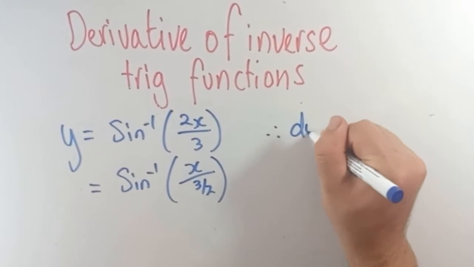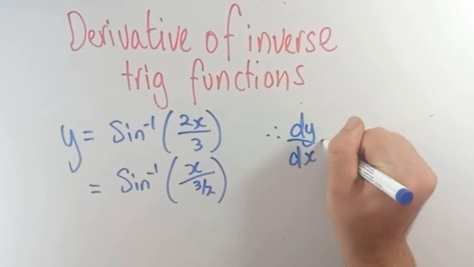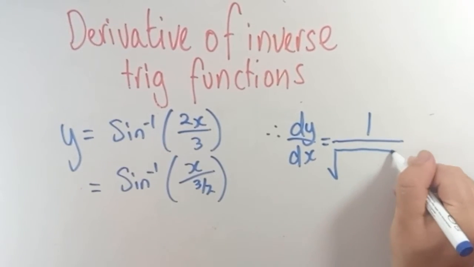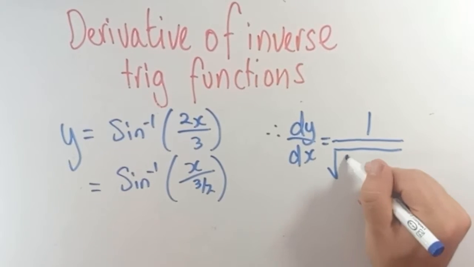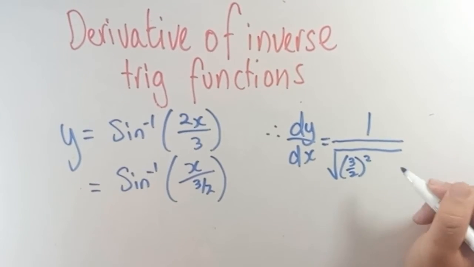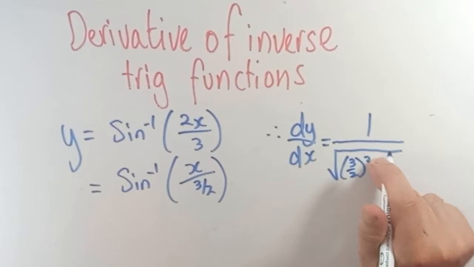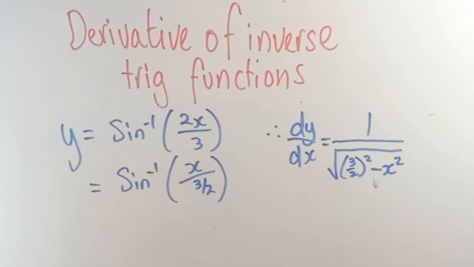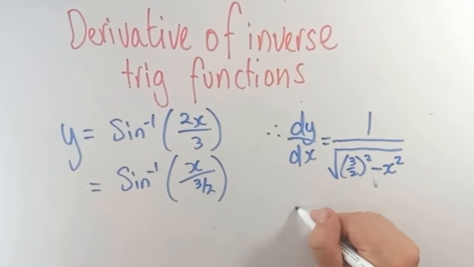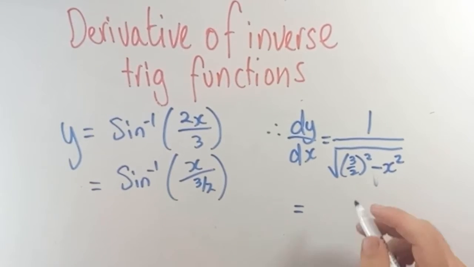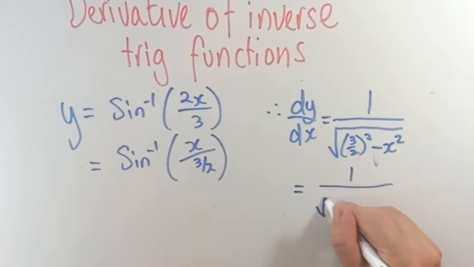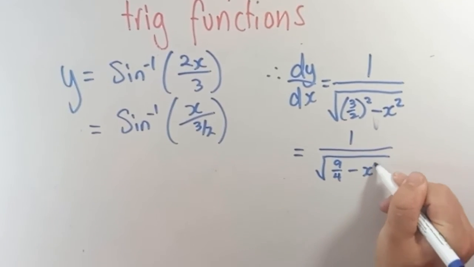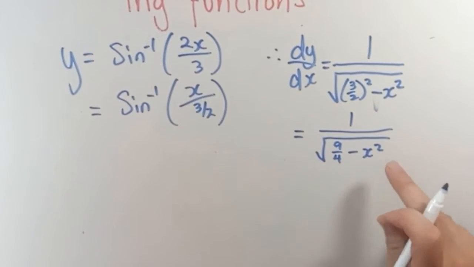Therefore, dy/dx is going to equal 1 on the square root of a squared, 3 on 2 squared. Oh, not plus. Almost made a mistake. Minus x squared. There we go. So that's the answer. But we might be able to do some simplification here. Let's go 1 on the square root of, that's 9 on 4 minus x squared.